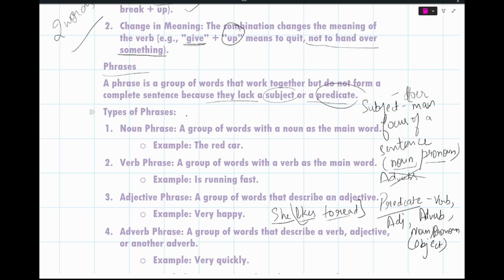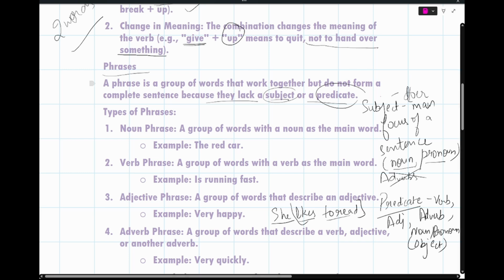So now we talk about what is a phrase. A phrase is a group of words that work together but do not form a complete sentence because they lack a subject or a predicate. So if you see a phrase, it won't be a complete sentence. Something will lack in it. Either it won't have a subject or it won't have a predicate.